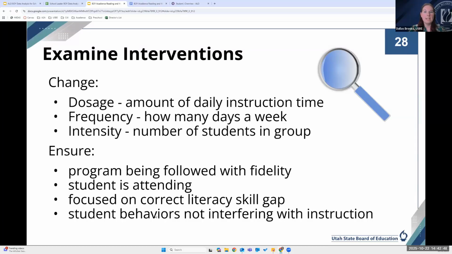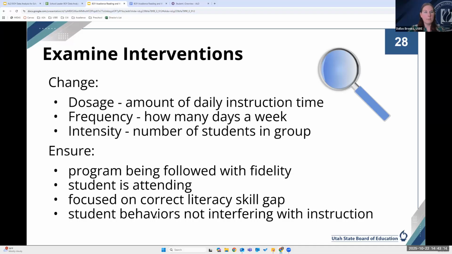Also, if you notice that a student is below the aim line, make sure that the program that's being used for the intervention is being followed with fidelity. Make sure the student is attending. Make sure that it is focused on the correct literacy skill gap. So that goes back to that diagnostic assessment. Are we really filling in the gaps that they need? And then just make sure that the student behaviors are not interfering with their instruction.